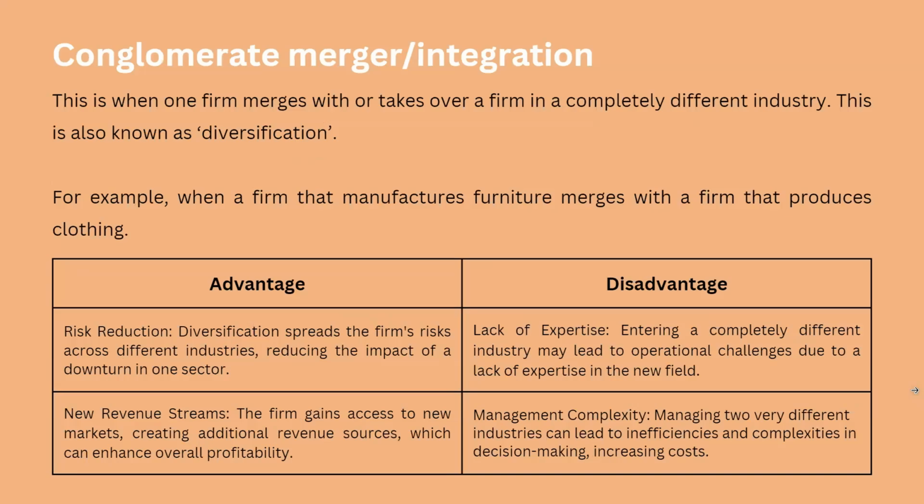So, the last one is conglomerate merger integration. This happens when one firm takes over a completely different industry. This process is also called diversification. This is, for example, when a firm that manufactures furniture merges with a firm that produces clothing. Now, furniture and clothing both are really different things. So, when these businesses merge together, this is called a conglomerate merger or diversification.